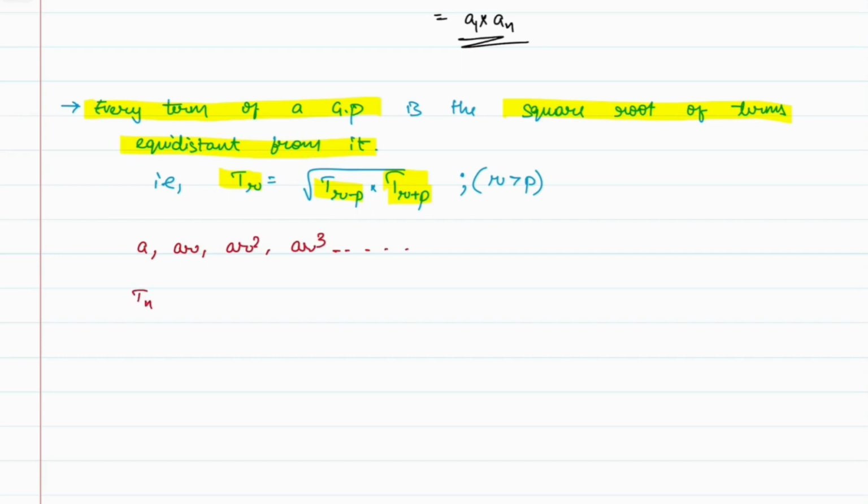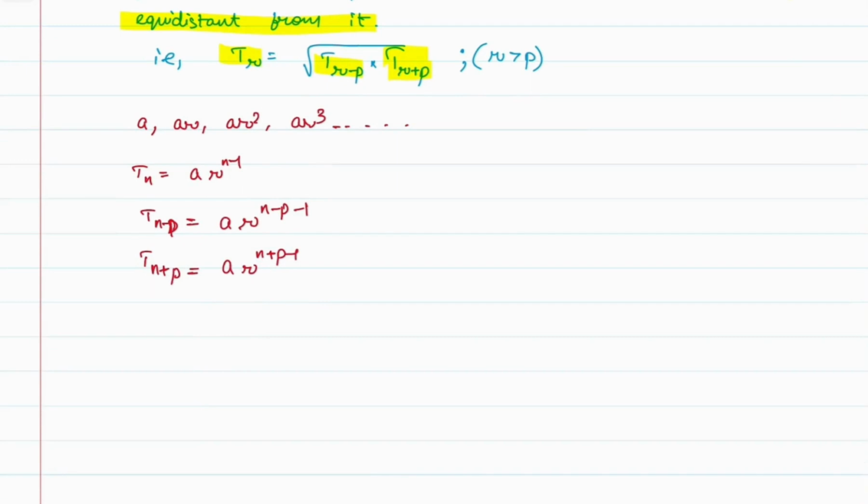Now nth term will be equal to A into R power N minus 1 using the formula of the nth term of a GP. And Tn minus P will be equal to A into R power N minus P minus 1. Similarly, Tn plus P will be equal to A into R power N plus P minus 1. Now when we take the product of these two terms, it will become Tn minus P into Tn plus P, that will be equal to A into R power N minus P minus 1 into A R power N plus P minus 1.